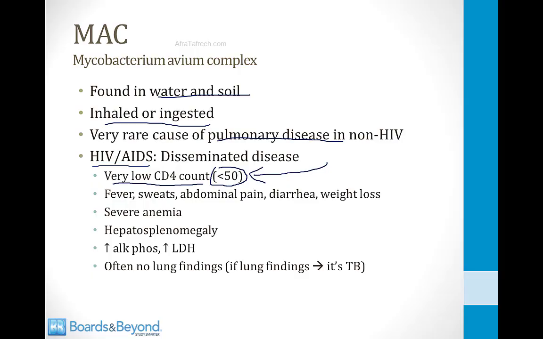A lot of the symptoms are things like fevers and sweats and abdominal pain and diarrhea or weight loss. These don't really help you figure out it's a MAC infection. There can be severe anemia from bone marrow involvement, there can be big livers and spleens, and there can be high alk phos and LDH.